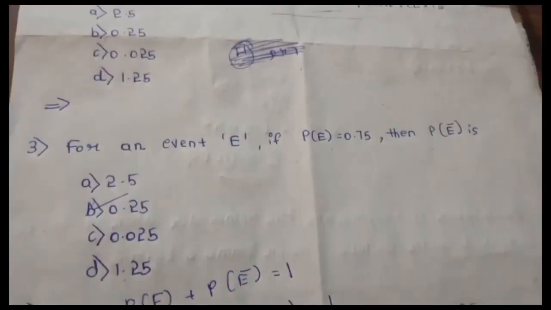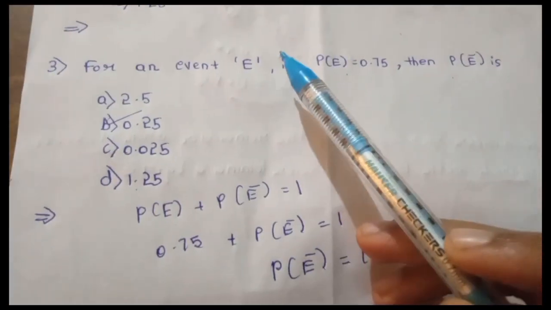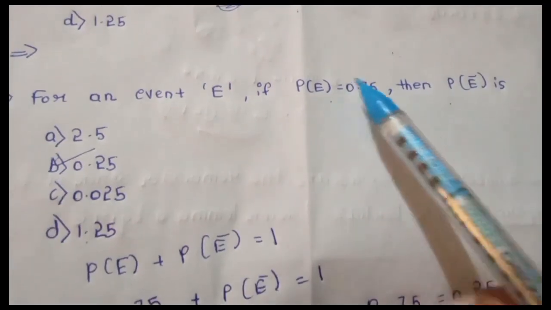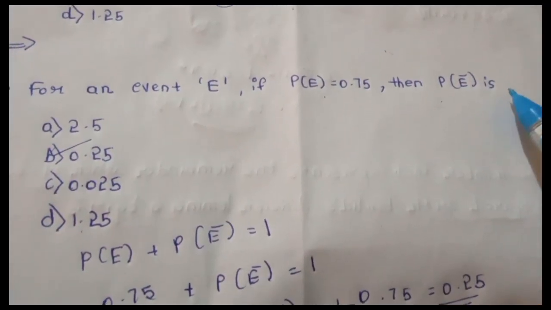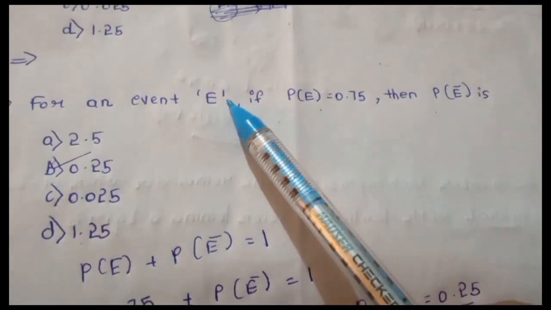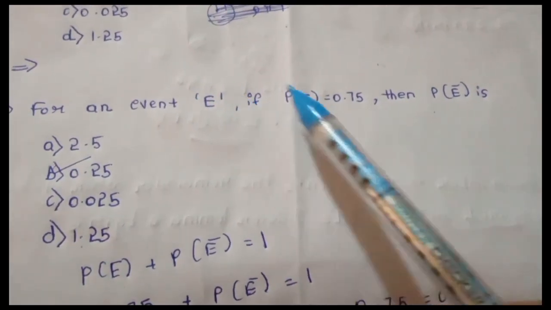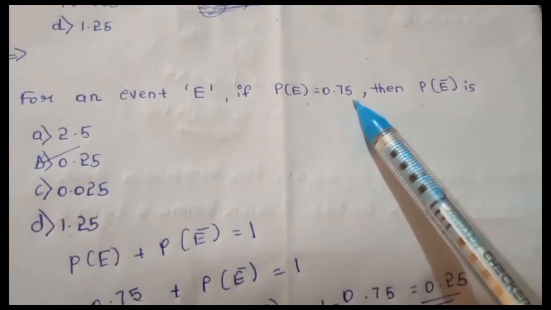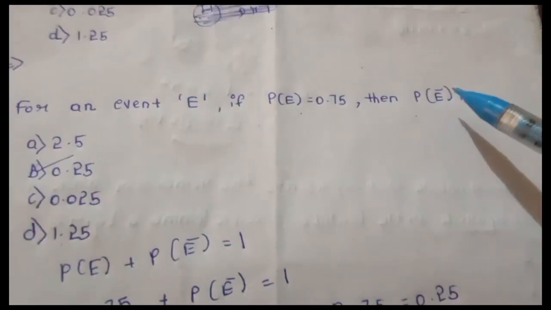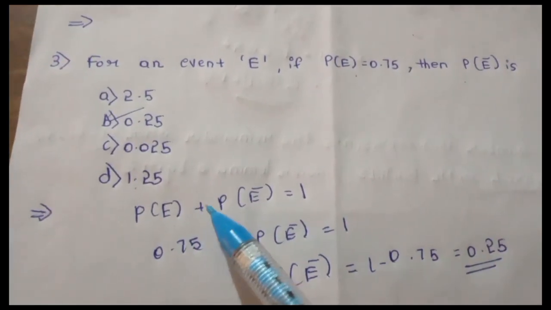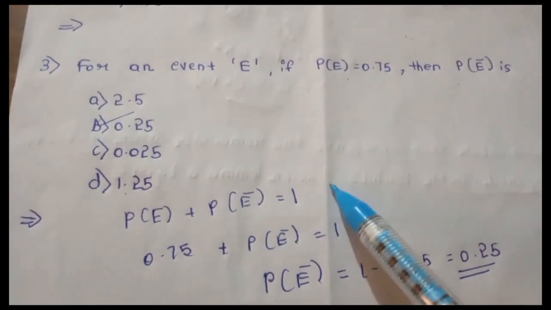Second question. For an event E, if P of E equal to 0.75, then P dash of E is. So the possibility of this event occurring is 0.75, and we have to find the possibility of this event not occurring. So we should know the formula, that is P of E plus P dash of E equal to 1.